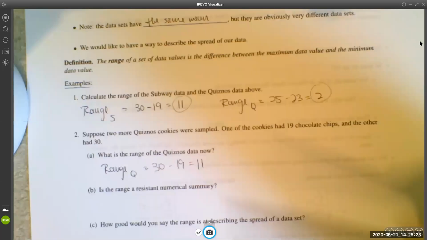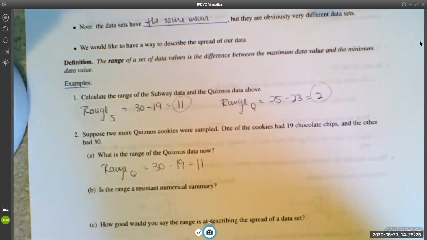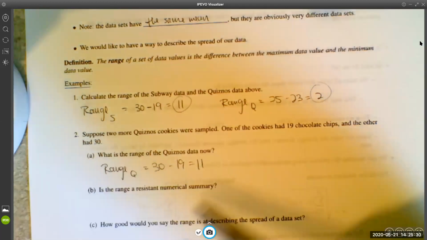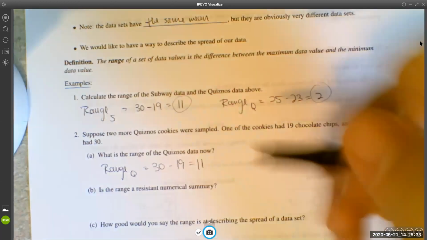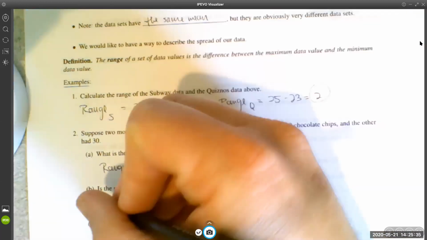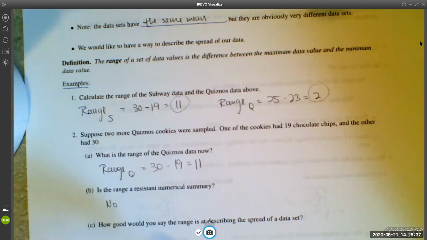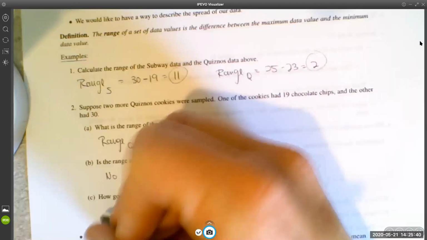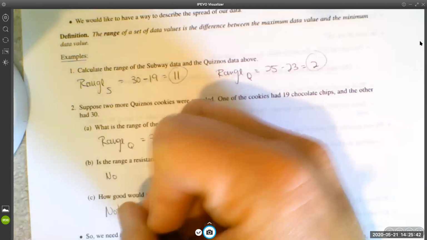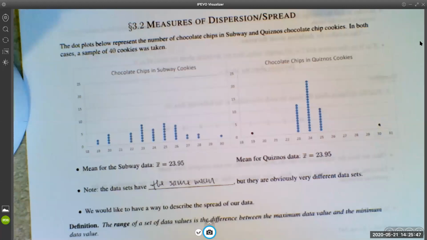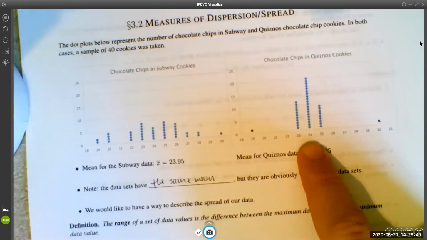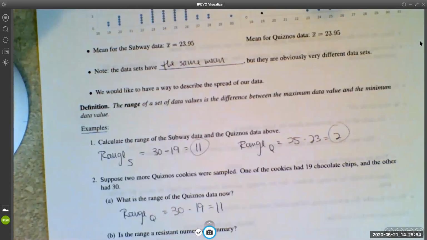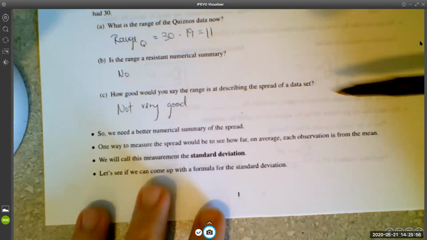Another thing is that the range is not resistant. We added a large and small value, and the range changed pretty drastically. So is the range a resistant numerical summary? No. How good would you say the range is at describing the spread of a data set? Not very good. We'd like to be able to distinguish between this kind of data set and this kind of data set, okay? And the range just doesn't quite do that for us. So we need a better numerical summary of the spread.